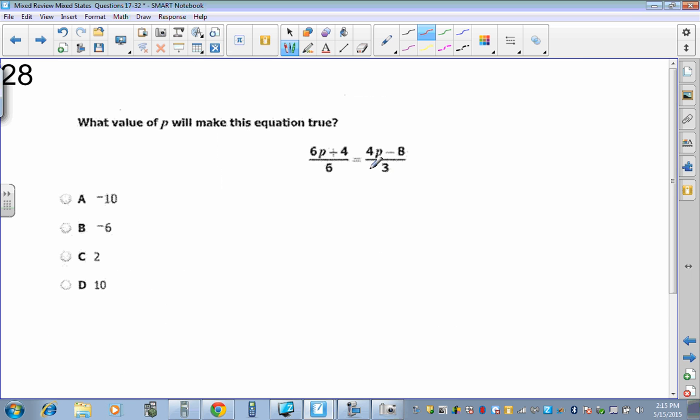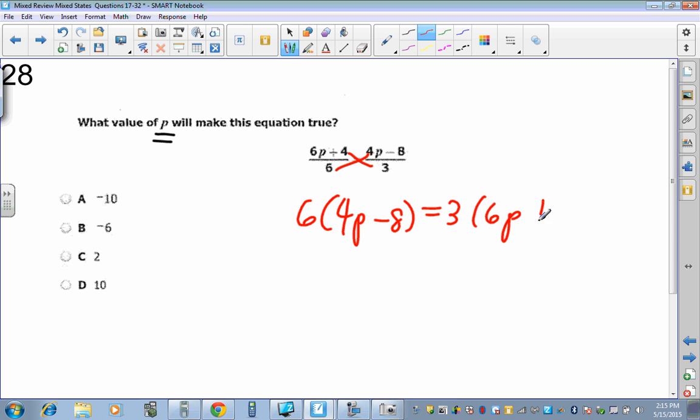What value of p will make this true? First of all, I notice that I've got numerator over denominator equals numerator over denominator, and I want to solve this for p. When you have one fraction equal to another fraction, you have a proportion. So we can cross multiply. We can multiply 6 times 4p minus 8, that's those two numbers, is equal to 3 times 6p plus 4.